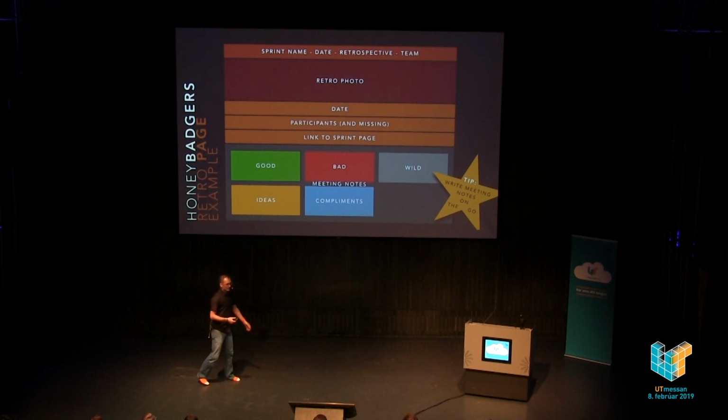So what happened in the later time of the area, the first thing we would do is take the retro photo, and then we would directly upload that into the Confluence page. So we would be creating the meeting notes, the Confluence sprint retrospective page, directly at the meeting. It saved a lot of time.